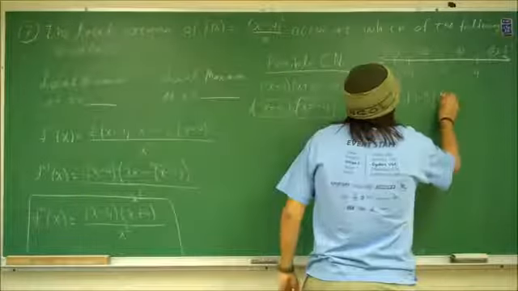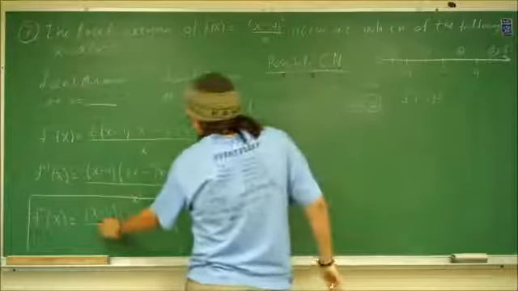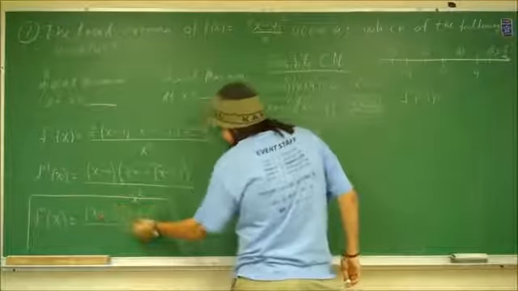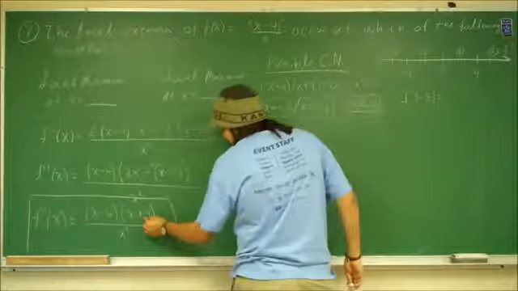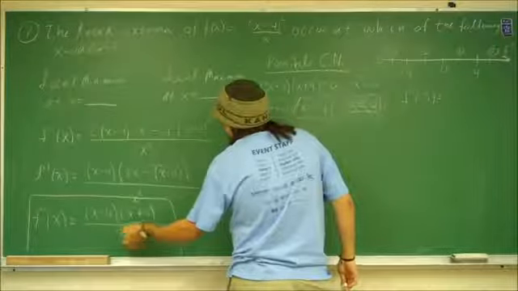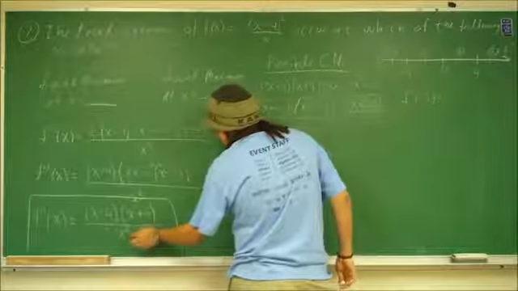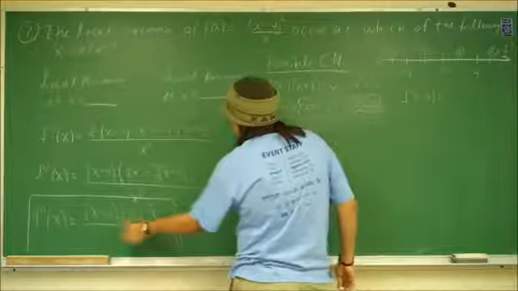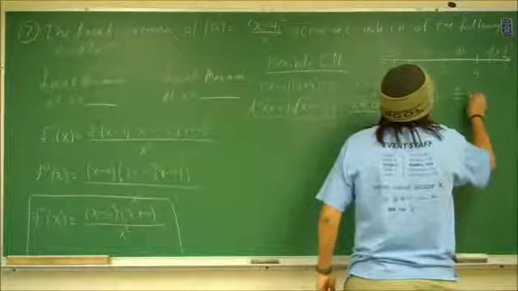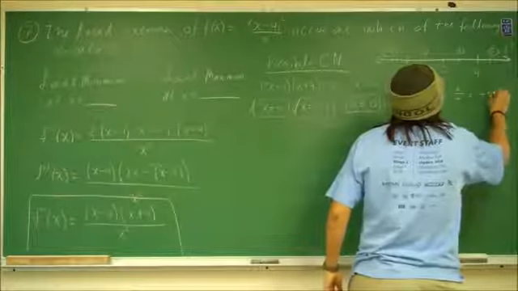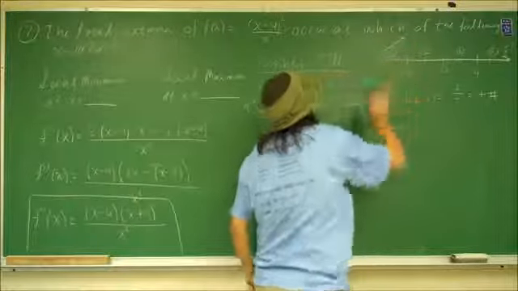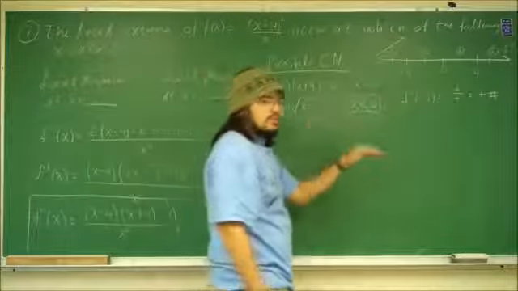Alright, so plug in minus 5 in here. We get minus 5 minus 4, that's a negative number. Minus 5 plus 4, that's a negative number. So you have a negative times a negative is a positive. And down here, this x squared will always be positive. So you have a positive divided by a positive number. Alright, positive number means it's increasing. So from negative infinity to negative 4, the function is increasing.